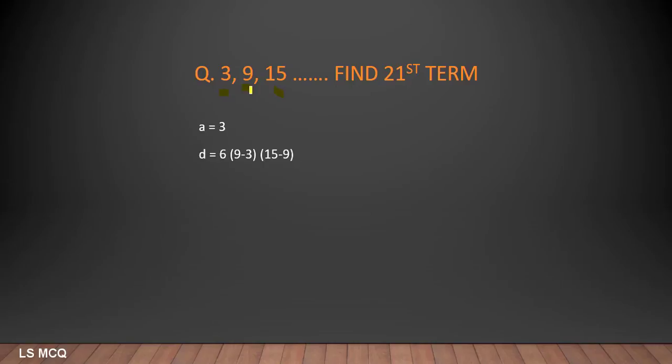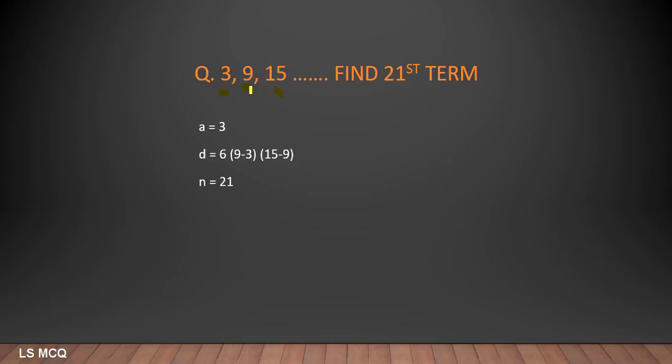Hence we conclude that this is an arithmetic progression, because in AP the difference of the second term minus the first term, or the third term minus the second term, is always the same. If you are confused about what I am talking about, I suggest that you watch the first part of this series, so you will have a clear understanding.